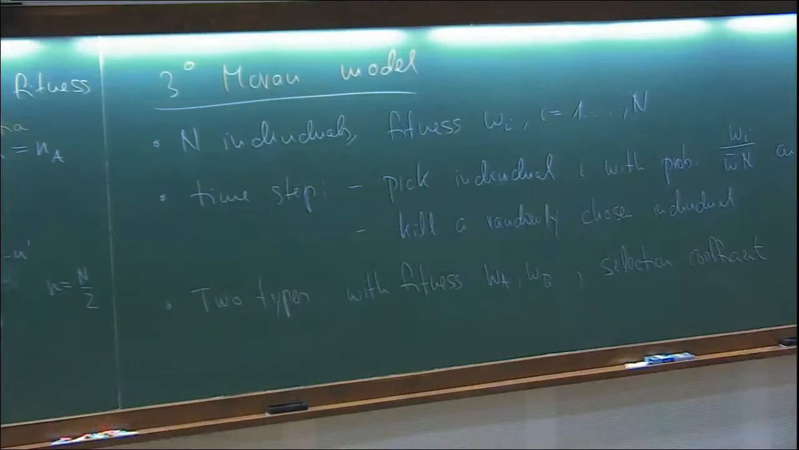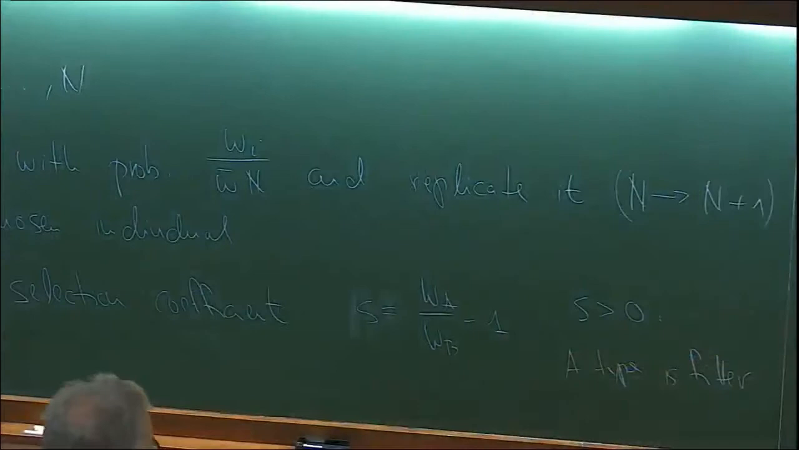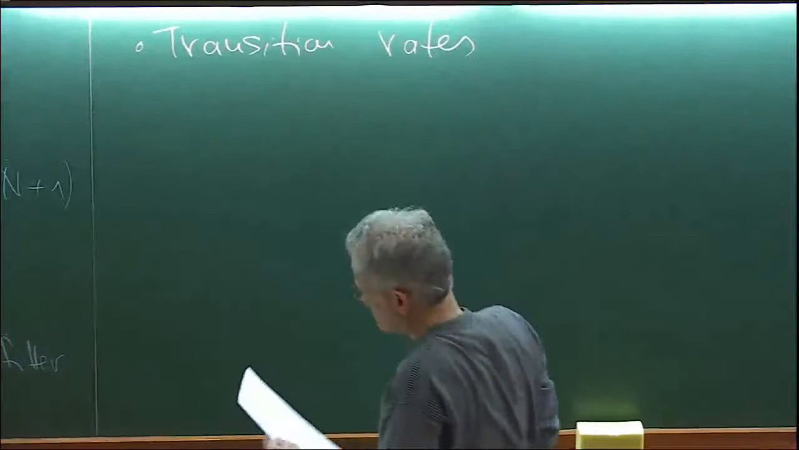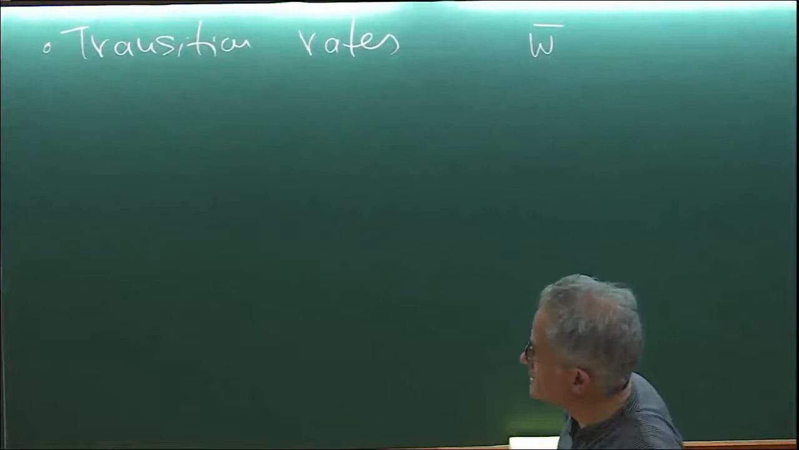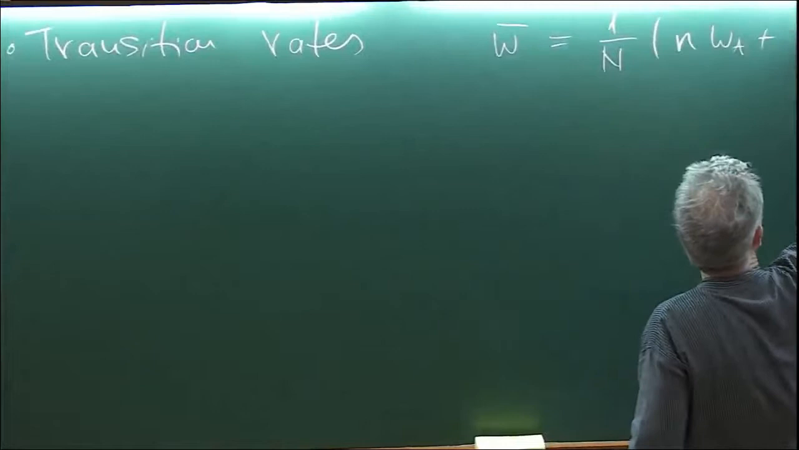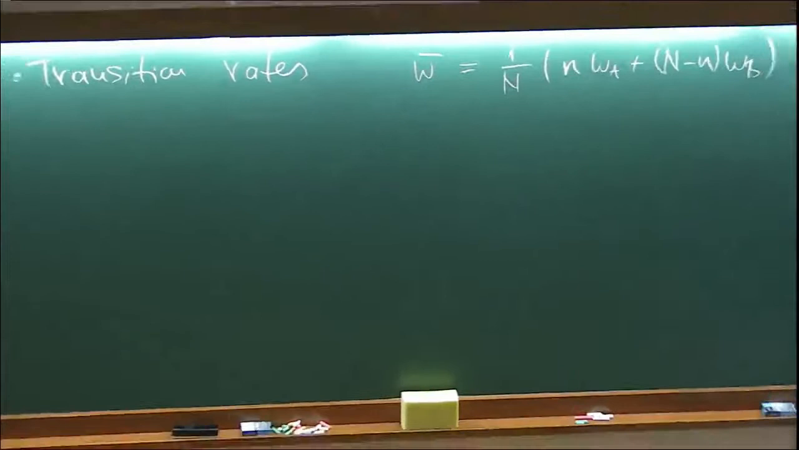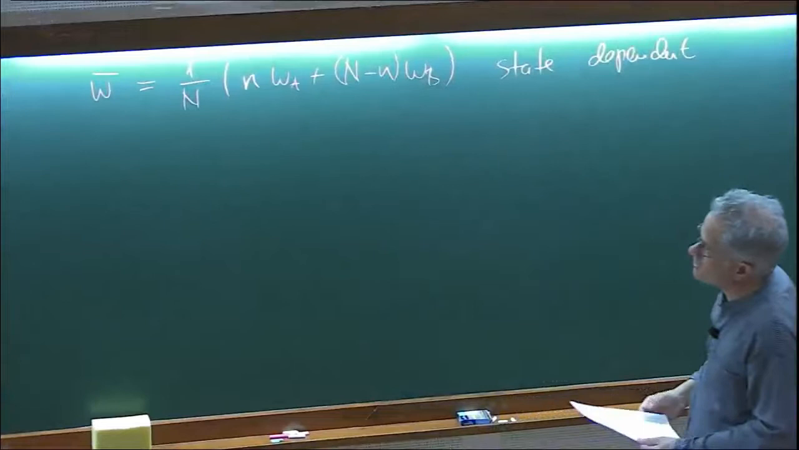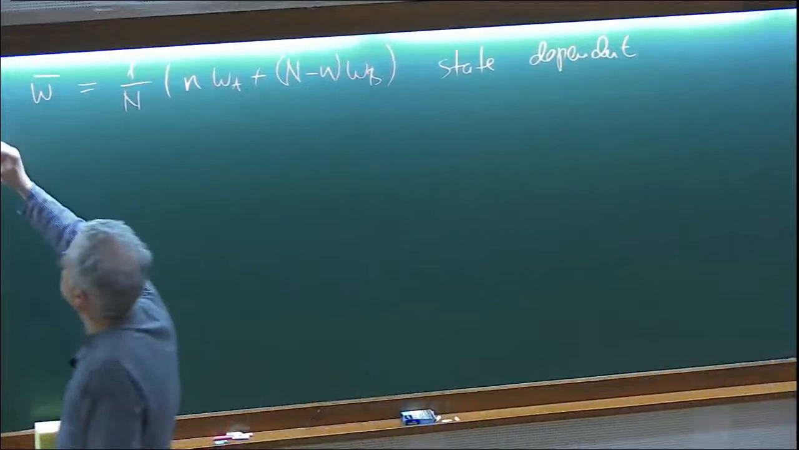So now we just have to write down the rates for that. What are the transition rates? For that, it will be important that we need the mean fitness. The mean fitness of the population in this case is simply 1 over N times n times the A fitness plus capital N minus small n times the B fitness. So this is the average fitness, and of course it's state dependent. It depends on the composition of the population. Now we can write down the transition rates.